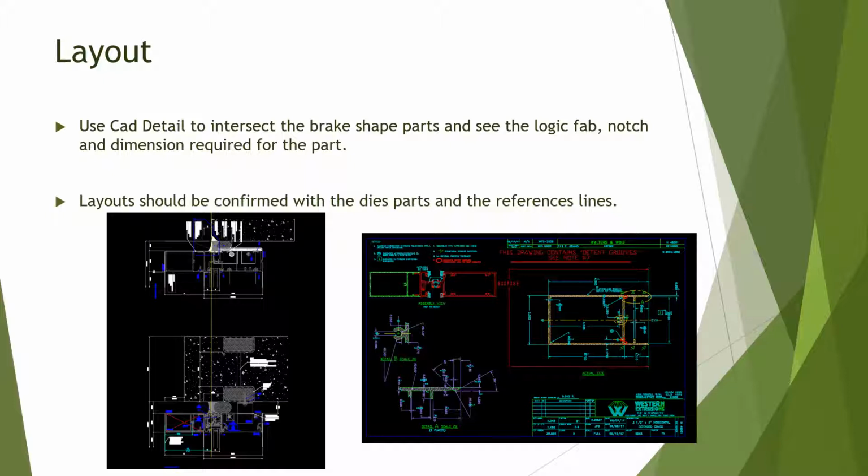It will help us to understand the logic of our break shape or sun shape or steel part. A proper layout can help us to understand the logic of the fab, if any notch is required, or any dimension for the part. Most of the layout should be confirmed with the dice part and the reference lines.